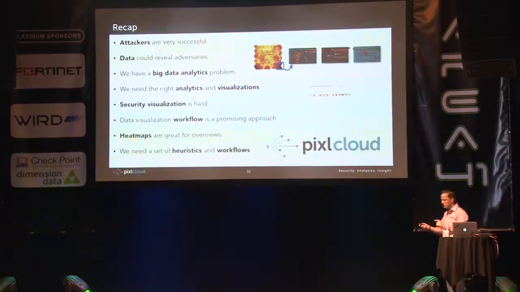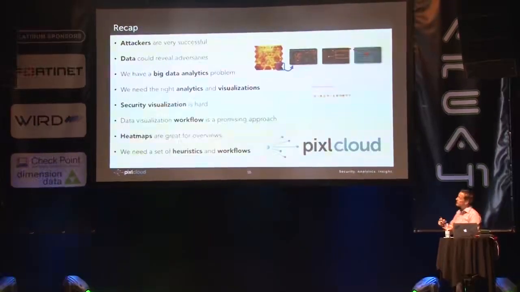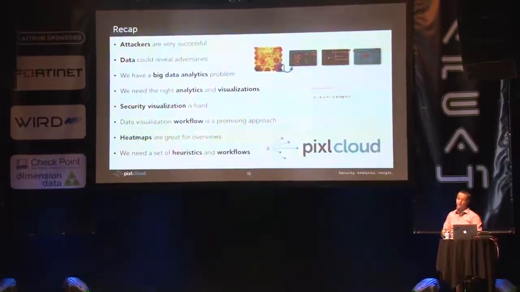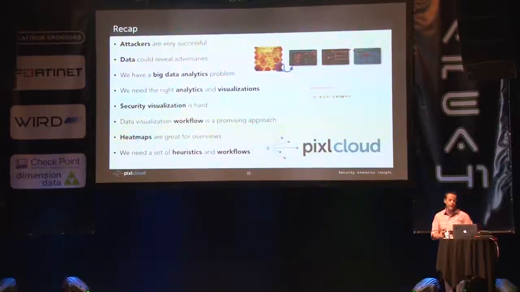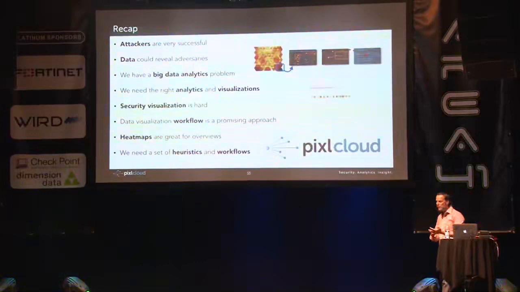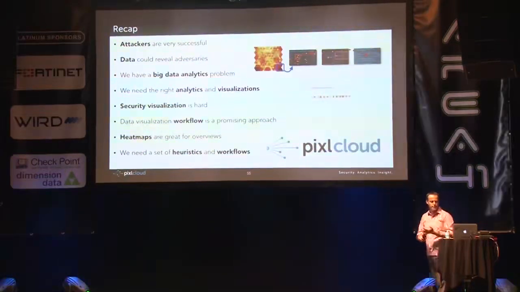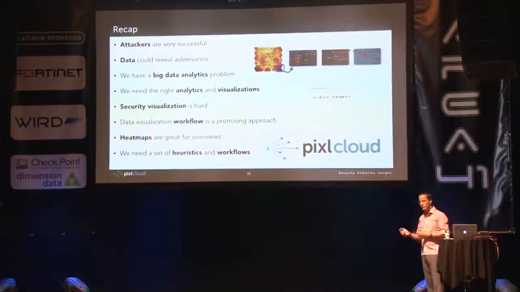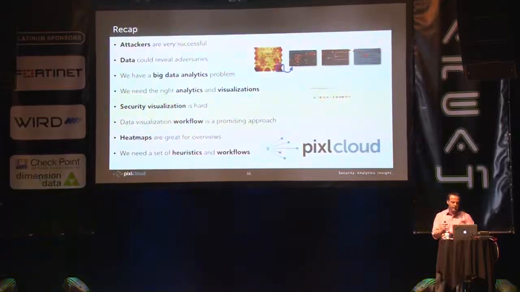All right, with that, I'm actually out of time, but I think we saw that attackers are still very successful getting into our networks. We need to do something. The data generally has the information inside that could help us find the attackers. We have a big data problem in the end. We need some analytics and probably some visualization to find the interesting stuff. I hope I was able to show you that visualization is kind of hard, but I think it's worth trying it and playing with it.